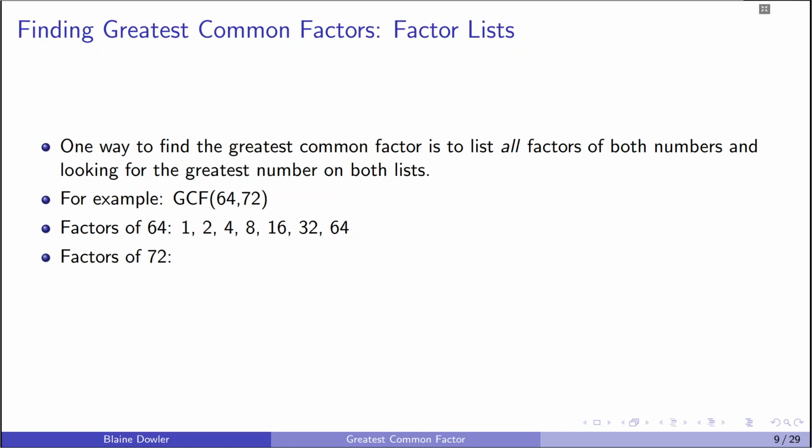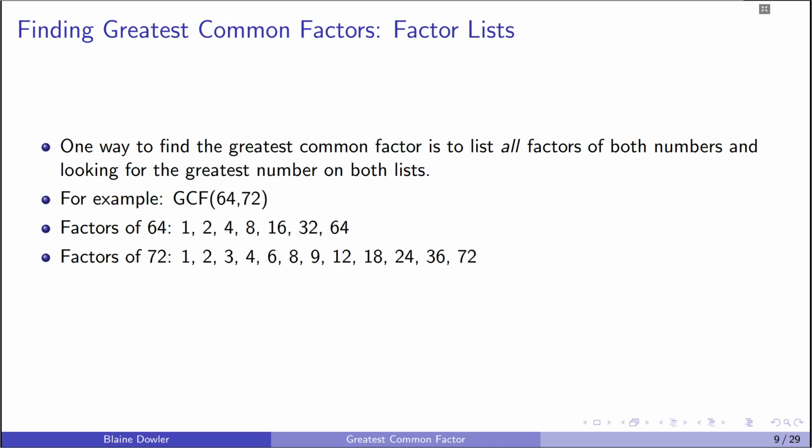Factors of 72. Well, there's 1 times 72, 2 times 36. It's divisible by 3, so we have 3 times 24. It's a multiple of 4. 4 times 18. Not a multiple of 5, it is a multiple of 6. That's 6 times 12. And not 7, but it is a multiple of 8. We actually get 8 times 9. 9 is the next number. It's already on the list, so these lists are complete.